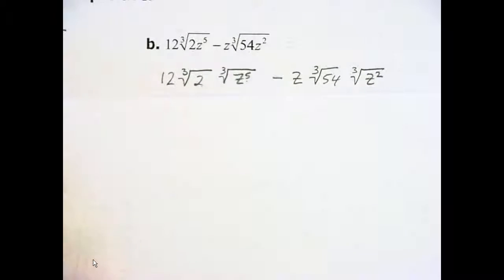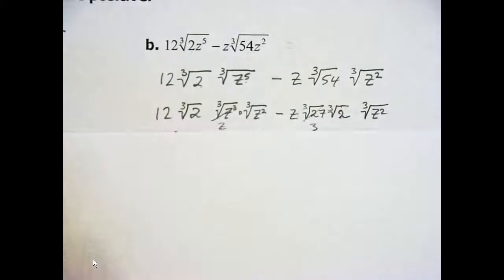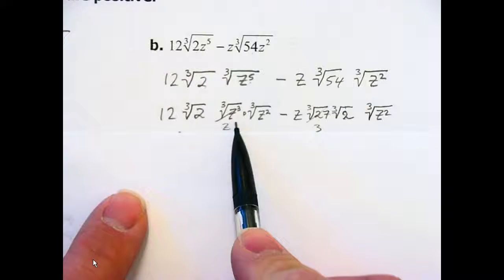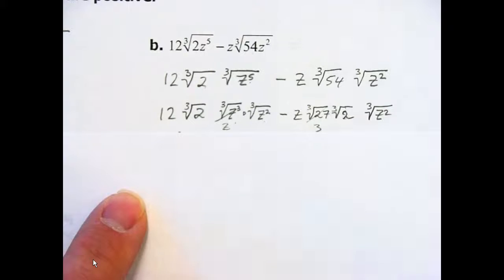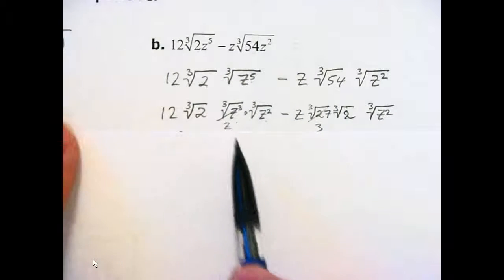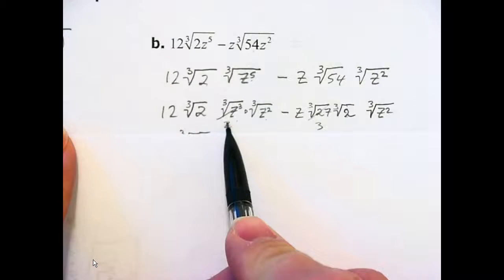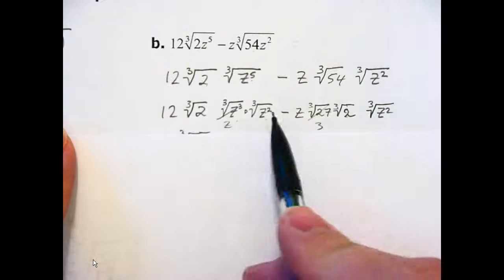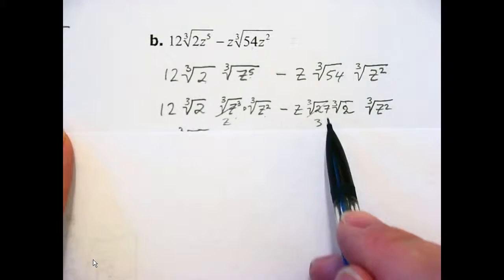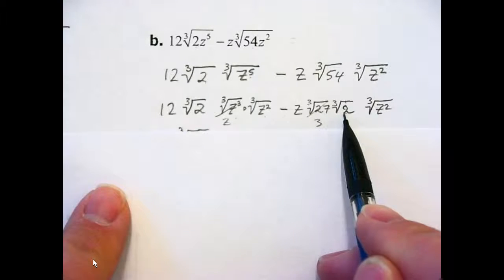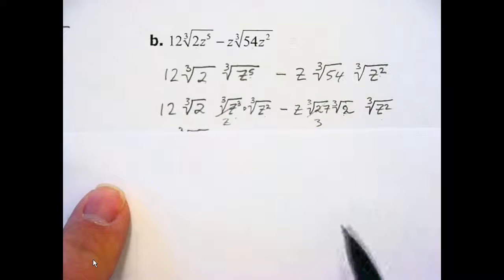But the cubed root of z to the 5th, you can think of as the cubed root of z cubed and the cubed root of z squared. The cubed root of z cubed, that's really hard to say, is z. And the cubed root of z squared, we're not going to be able to break apart, so we're going to leave that. Then over here, the cubed root of 54 can be broken into the cubed root of 27 and the cubed root of 2. And then we have the cubed root of z squared.